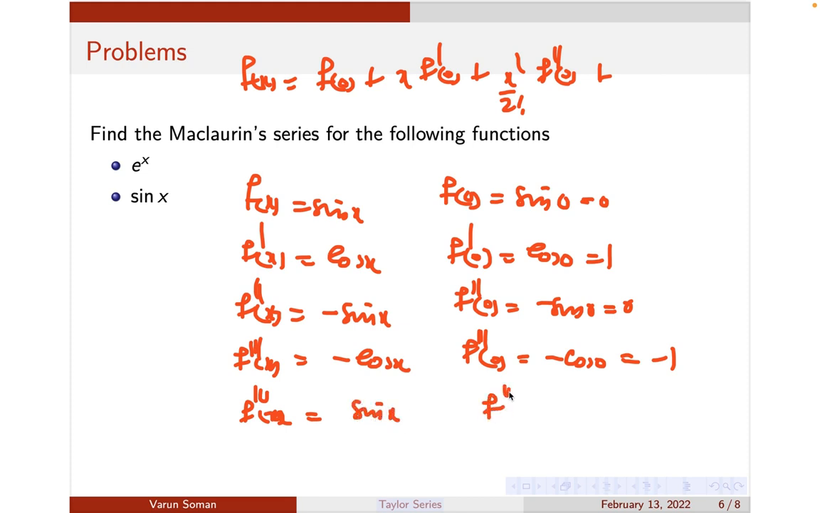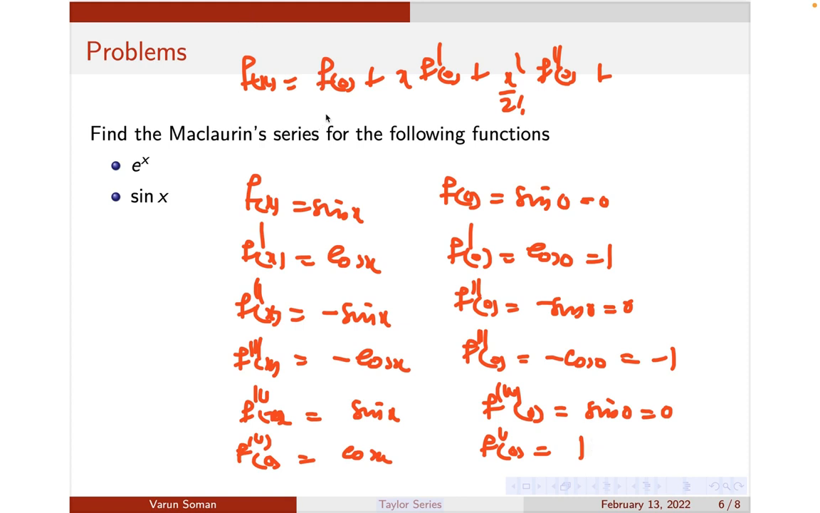So f fourth power would be sin 0, which will be again 0, and f fifth power would be, can you guess it? F fifth power again it will be repeated, so it is cos x only. So f fifth power of 0 would be again 1. So what will be the pattern here?